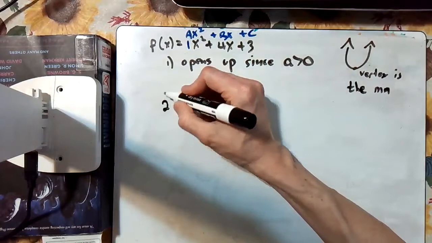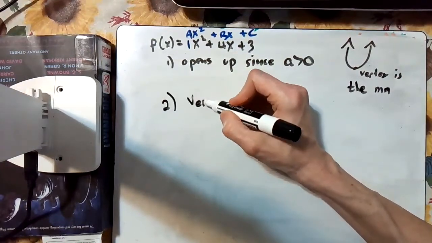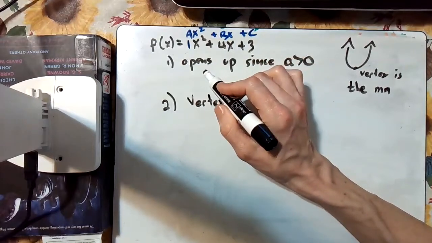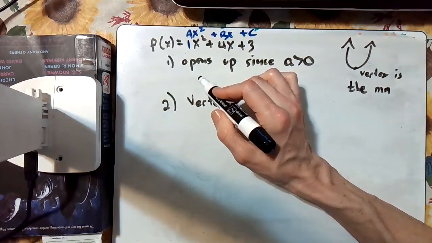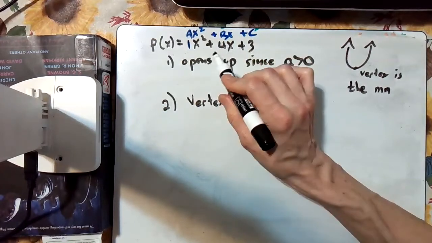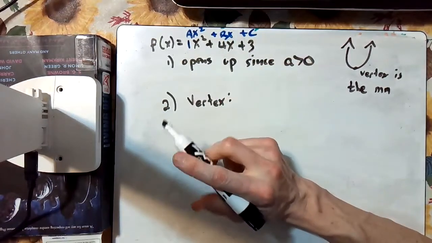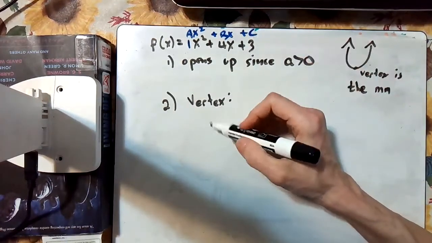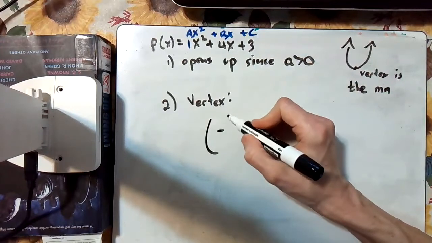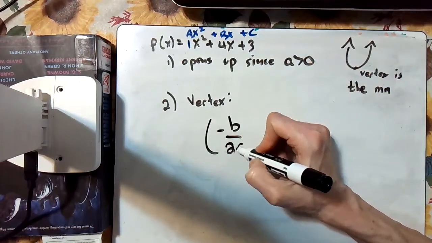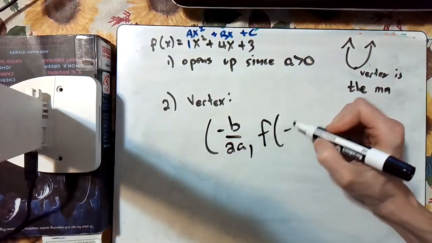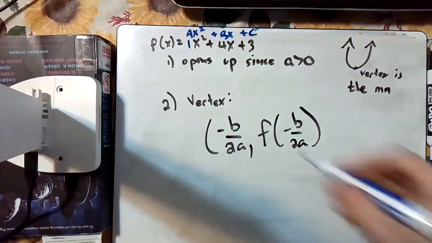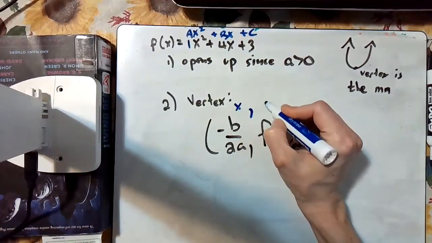Now, the second question is, well, what's the vertex? Well, unfortunately, in this form here, we can't tell just by looking at it. That's what was nice about the first form. Remember, it was h comma k. We don't have it in that form right here. We're not going to convert it to that form at all. We're going to use a formula over here. So the formula for this is negative b over 2a, comma, f of negative b over 2a. So remember, this is x, comma, y.